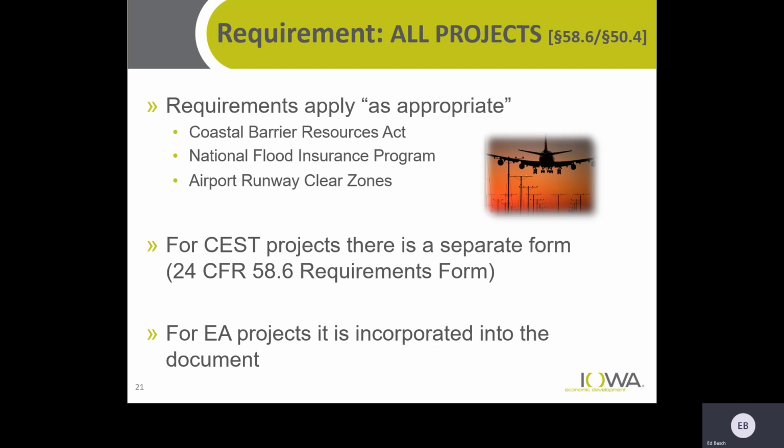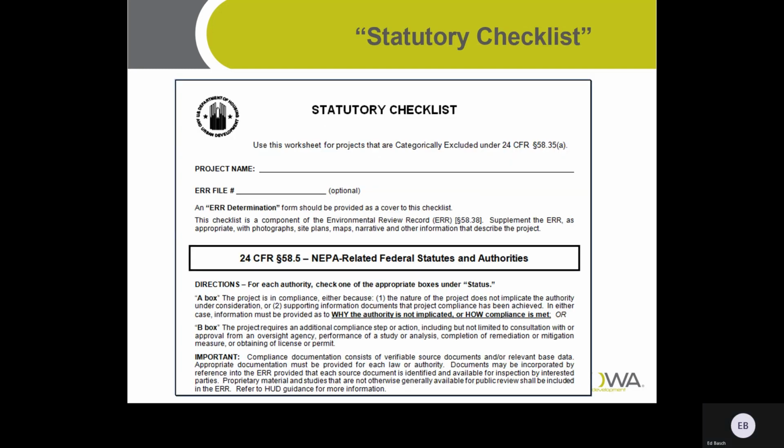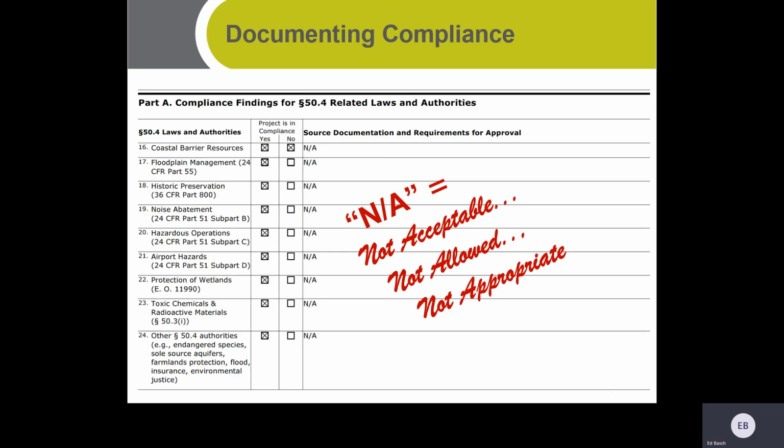For categorically excluded subject to projects, there is a separate form, and you can find that at 24 CFR 58.6, and that is a checklist. For environmental assessment projects, it's actually incorporated into your documentation and not a separate form. Here's an example of 58.5 statutory checklist, and this is actually 50.4, which is a different checklist that you probably won't see, but it was used to illustrate that putting NA is not acceptable to HUD's environmental office. So you see there, they have taken NA and said that's not acceptable, not allowed, not appropriate.